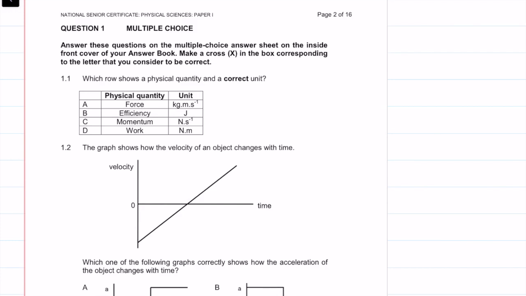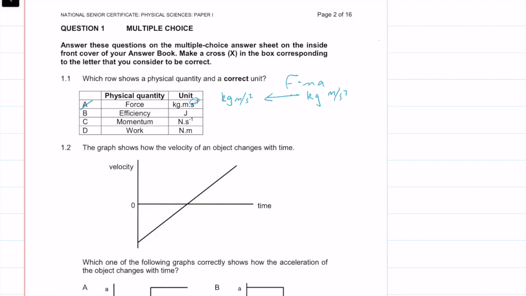Question 1.1, which row shows a physical quantity and a correct unit? Let's go through all of these. The unit of force is kilograms meters per second squared. So this is meters per second, so the answer cannot be A. Remember, force equals mass times acceleration. Mass has units of kilograms, acceleration is meters per second squared. So that's how I worked that out.